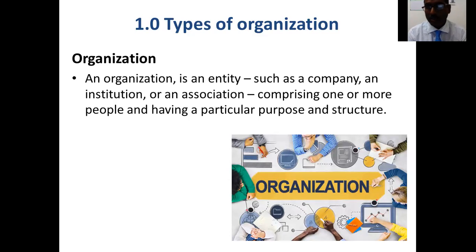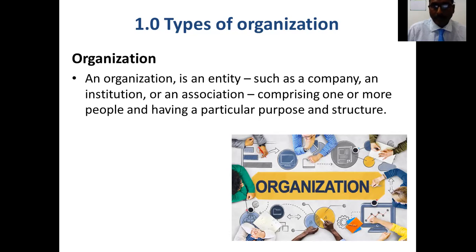Before going to learn about types of organization, let us learn the definition of organization. So what is the meaning of organization? An organization is an entity such as a company, an institution or an association comprising one or more people and having a particular purpose and structure. So from this definition, what we understand is three things. An entity, in order to be an organization, has to fulfill three criteria.